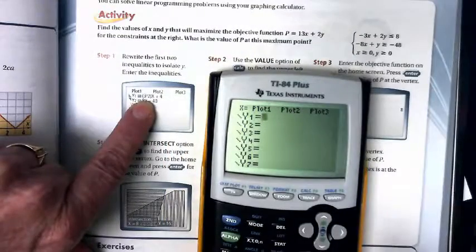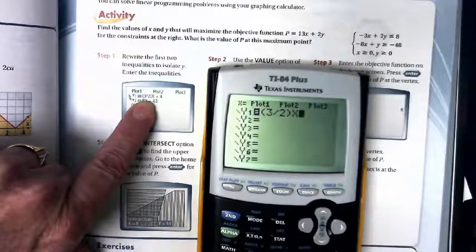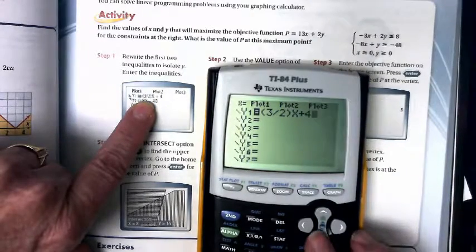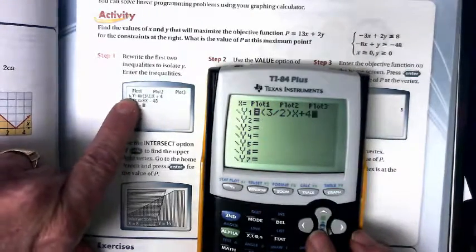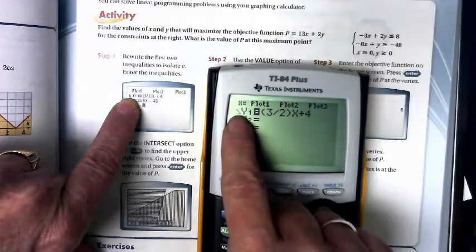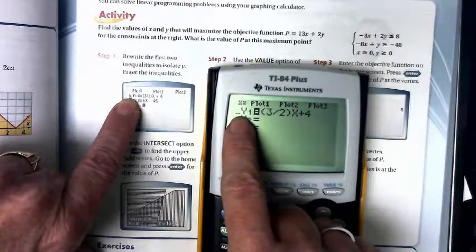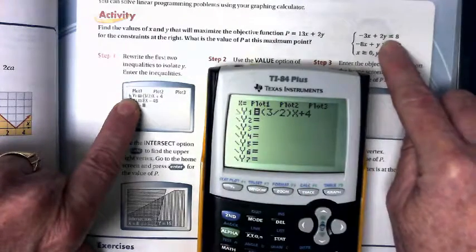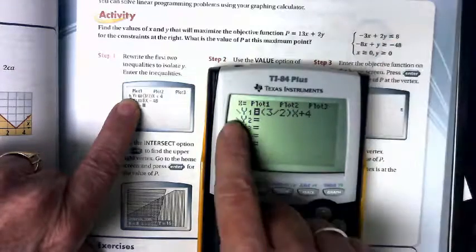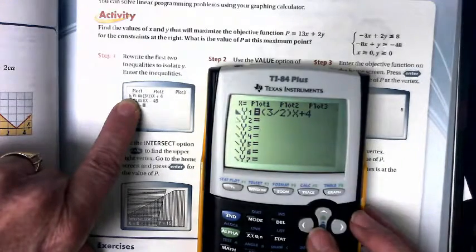So I'm going to enter it just like they have here, 3 over 2 x plus 4. And if you'll notice over here, there's a bottom part of a triangle right here. Right now it's been told to graph a line, but if I want to do a greater or less than, I need to make that look like that little triangle down there. So you just hit enter and it'll keep changing until there. That's the triangle that I want.